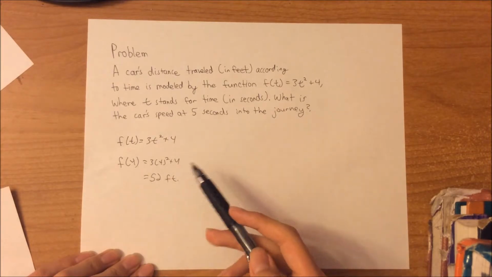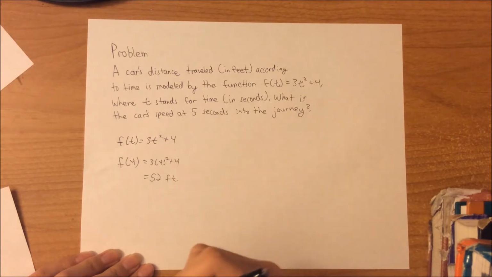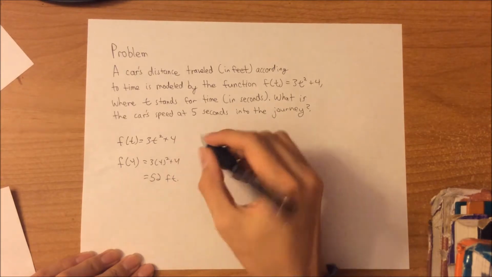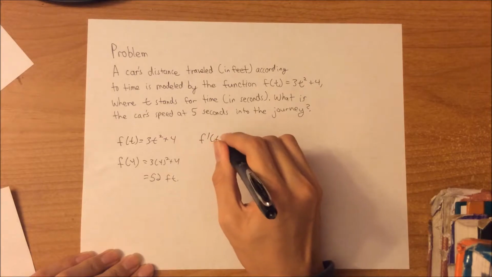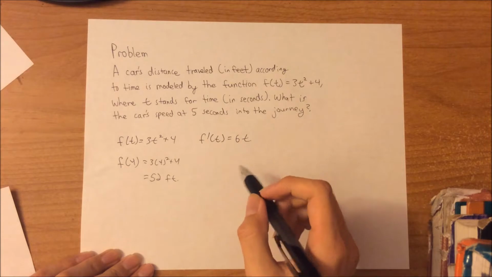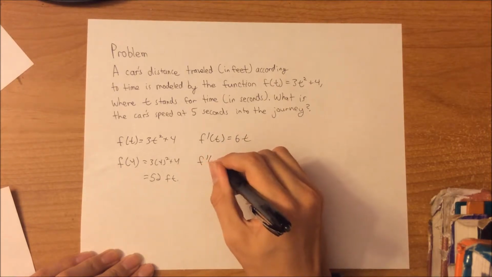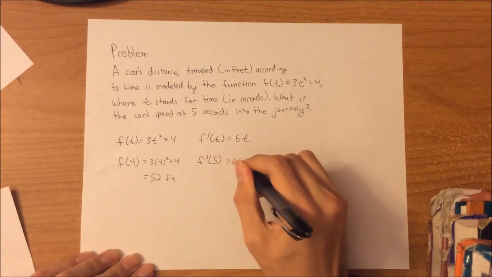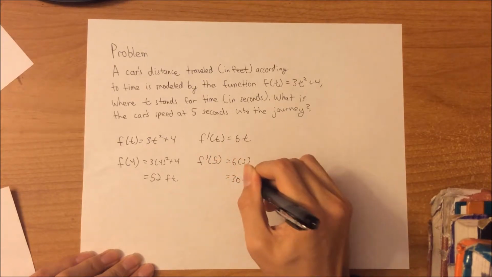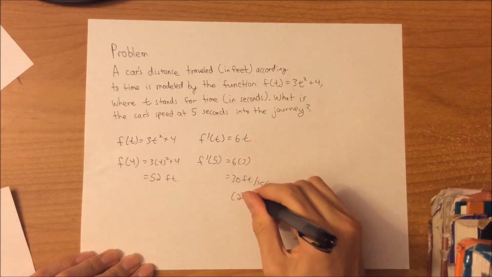However, the problem is asking us for the car's speed given a time, in this case 5 seconds. So if you were taught to solve this problem, you would have been told to take the derivative of this function, which would be f prime of t is equal to 6t, and you would replace the time with the time you're trying to find the car's speed at. So I'm trying to find the car's speed at 5 seconds, and that would give me 30 feet per second, which is around 20 miles per hour.